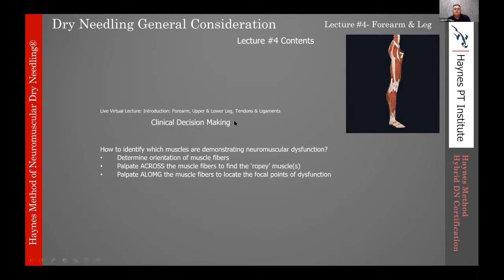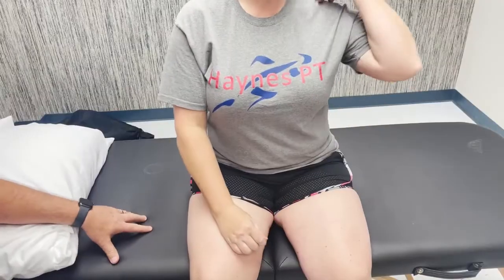On clinical decision making, I'm going to vary a little bit from what I've done in the last 3 lectures. Here I want to talk about how to identify which muscles are demonstrating the neuromuscular dysfunction. We want to first determine the orientation of the muscle fibers, then palpate across the muscle fibers to find the ropey muscles, and then palpate along the muscle fibers to locate the focal points of dysfunction. That brings us to the first video of the day.